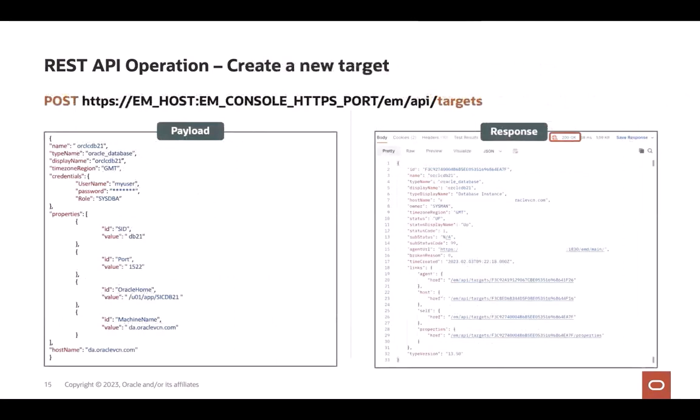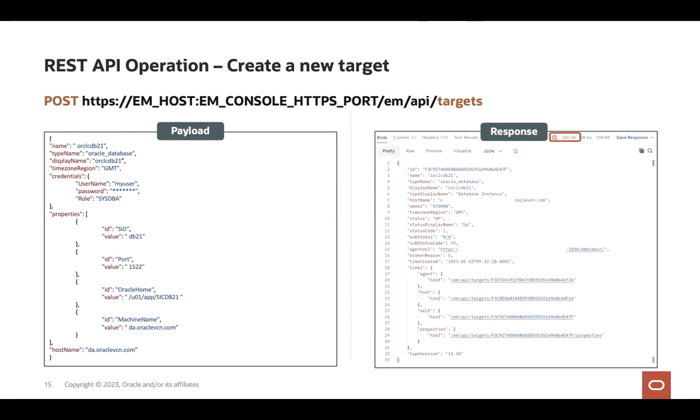Now that we have received the sample payload from the last operation, we can go through the process to create a new target. For this use case, remember we want to create a database instance. This is done through a post operation with the URI path as EM API targets. On the left, I edited the sample payload from the last step in order to specify criteria to create my database instance target. I input variables such as the target name, which is Oracle CDB 21, target type of Oracle database, time zone of GMT, and further target properties.